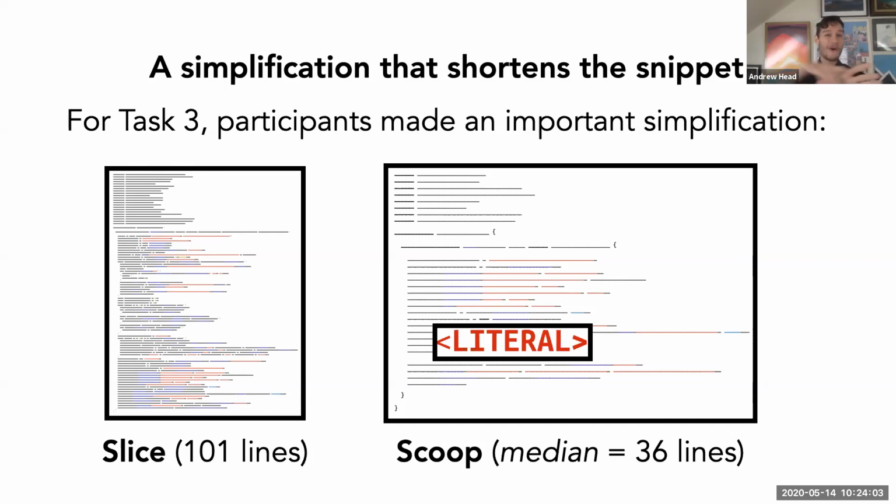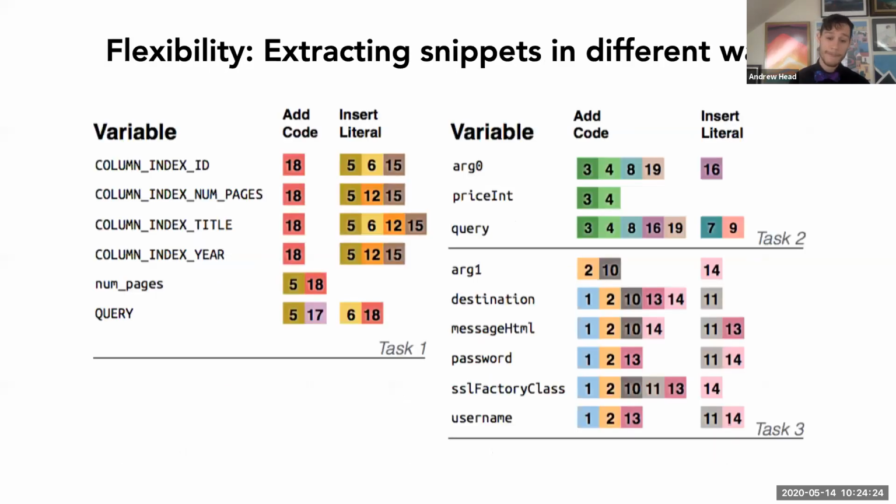that depended on a whole bunch of other structure in the program, that if you replaced it with a literal value, the snippet would have the same semantics, it would convey the same information, but with much less code. We observed that authors made use of the flexibility that CodeScoop provided.